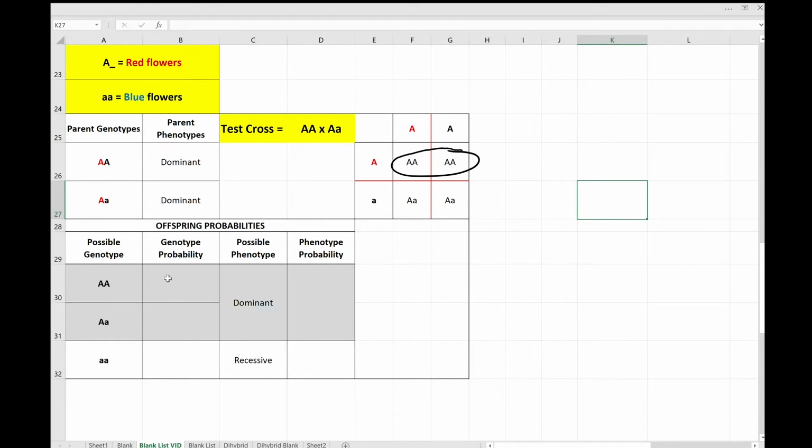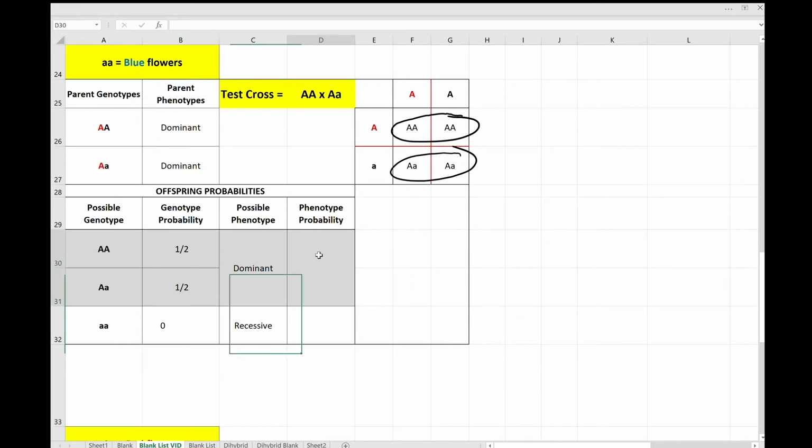So we come down here, and we say 1/2. How many are heterozygous? 1/2. All these should add up to 1, by the way. How many homozygous recessive? 0. How many are dominant? All of them. How many recessive phenotype? None of them. But we see, and this will make sense later, you have a 1-to-1 ratio of genotypes and no ratio for phenotypes. All the offspring are going to have the dominant phenotype. They're all going to be red flowers.